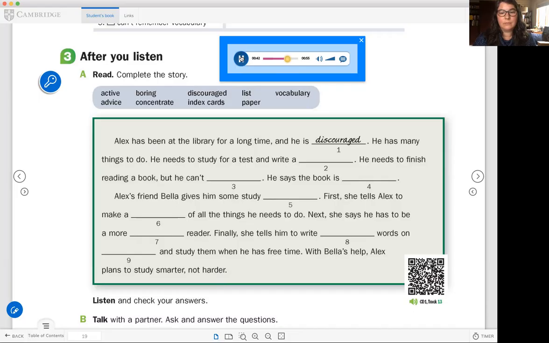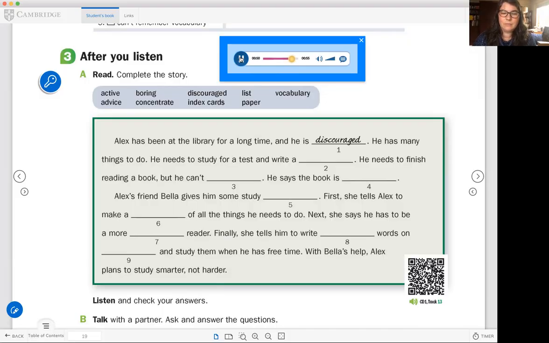Finally, she tells him to write vocabulary words. Okay. Write vocabulary words on what? It's on index cards. Right? You write words on index cards. Good. And study them when he has free time.